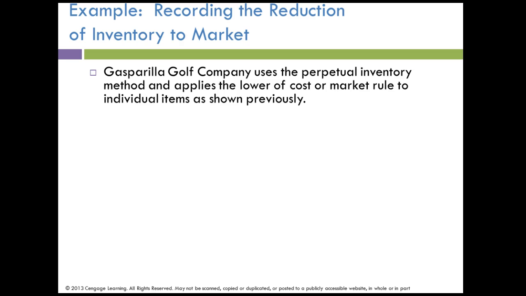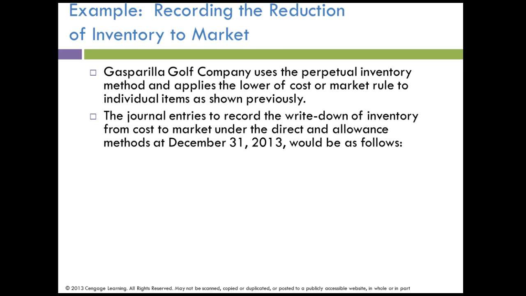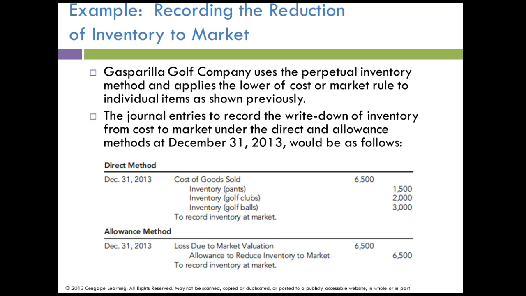Gasparilla Golf uses the perpetual inventory method. We know that perpetual method is one where we keep it current after every sale, and it applies the lower of cost or market rules to individual items. The journal entry to record the write-down of inventory from cost to market under either the direct and the allowance methods would be, under the direct method, we are going to go right ahead and debit our cost of goods sold and reduce our inventory.